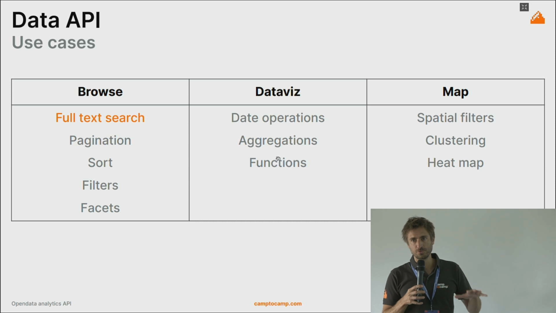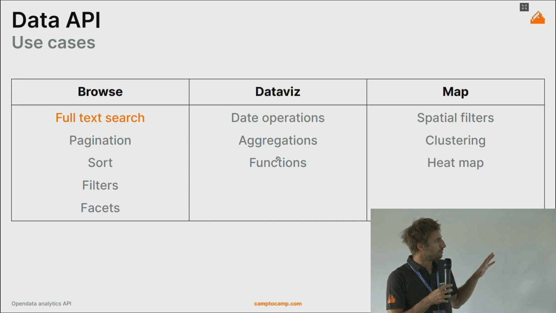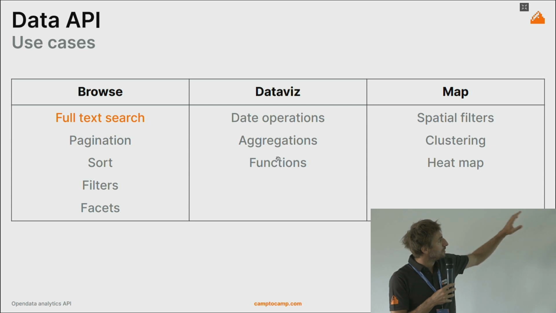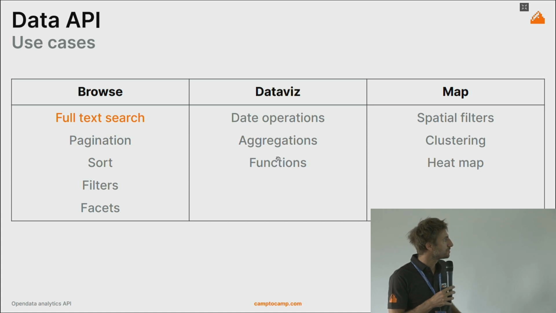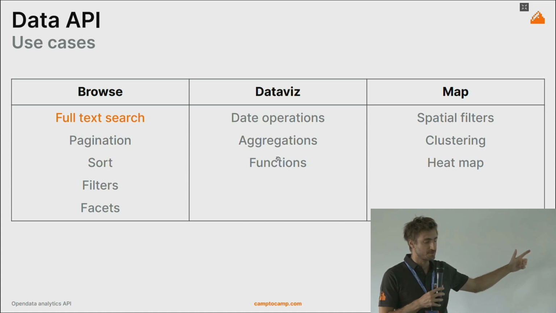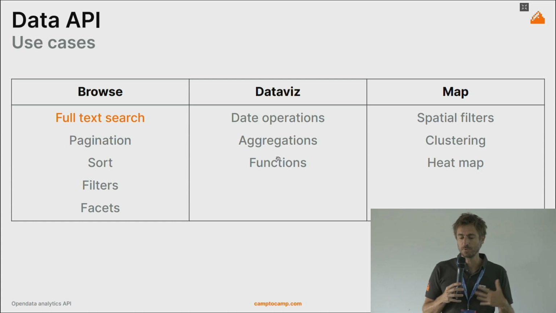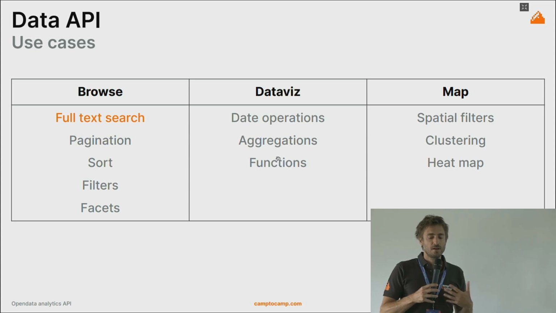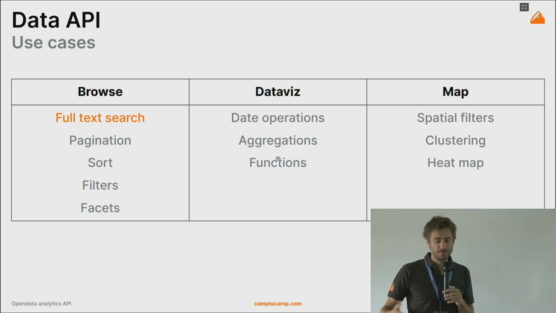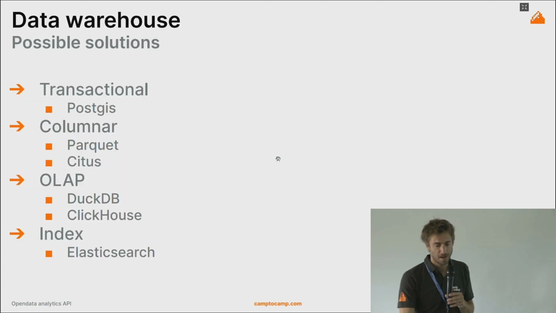These are the use cases we want to address. Browse the data, so for instance, for a table, you want to have the data information, the attributes: full text search, pagination, sort, filters and facets. For data visualization, we want to do operations like date and year extraction, aggregation on date, histograms, functions. And on the map, we want to do spatial filter, clustering, heat map. Because if you want to display features on maps with WFS, you have to fetch them all, and if the file is very big, it won't appear.